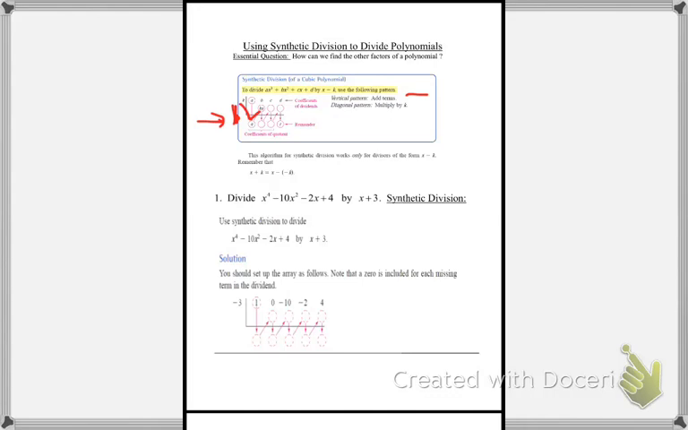Now, when we divide synthetically, we pull out the coefficients of all the descending variables. You have to account for every descending variable. So if this is x to the fourth and then x squared, we're missing an x cubed. So that coefficient will be 0. So the coefficients we're going to pull out would be 1, 0, -10, -2, 4.